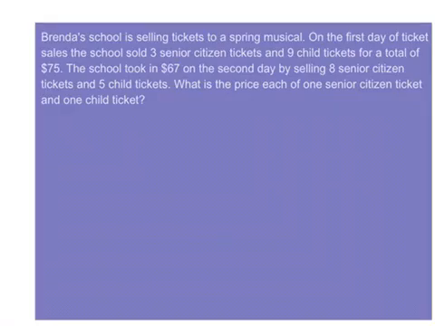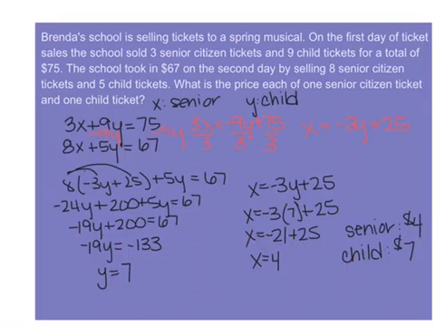So now we're on to our last word problem. I want you to go ahead and try this one on your own and then come back and check your work. So I found out that the senior tickets cost $4 and the child tickets cost $7.